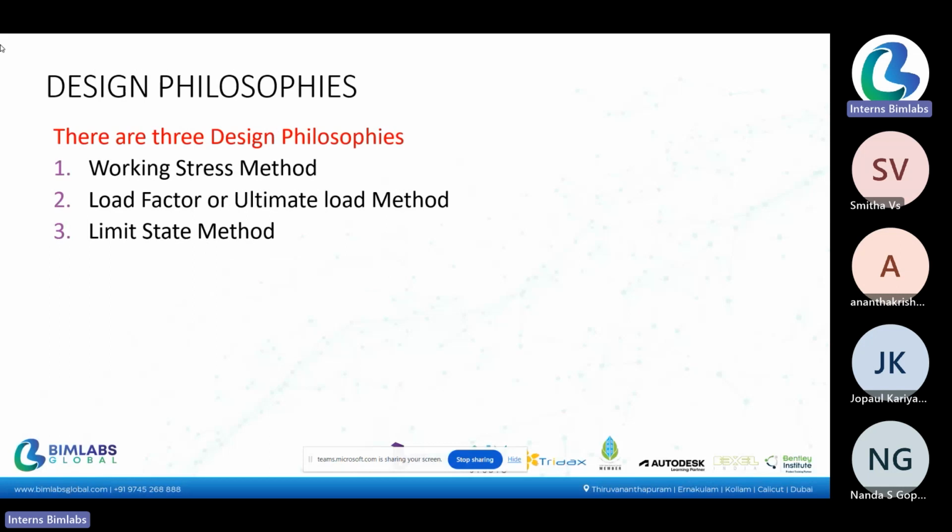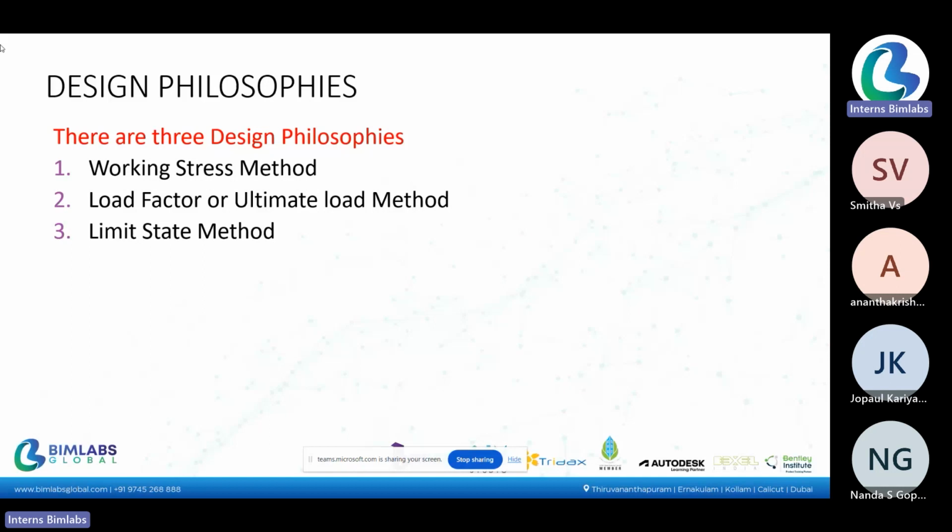Next is the design philosophy. I think most of you have heard of the design philosophies. These three are our main design philosophies: the working stress method, the load factor or ultimate load method, and the limit state method. These are the major philosophies, and based on these three methods, our IS code designs are made.